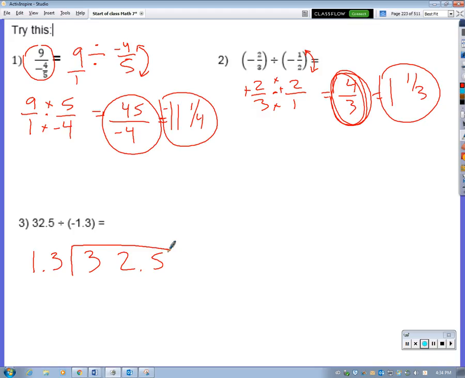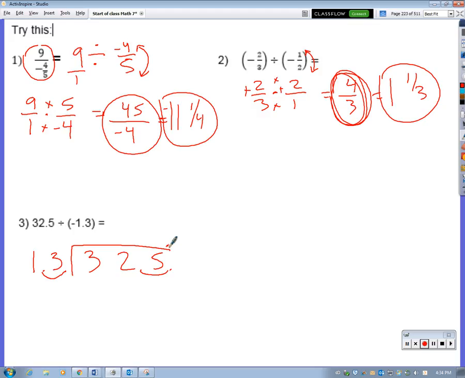Alright, so let's deal with our decimals. We're going to multiply both numbers by 10, which has the effect of sliding our decimals to the right one space. Did it over here to the 13. Let's do it to 32.5. My decimal slides over here. I'm going to put it up top. Alright.